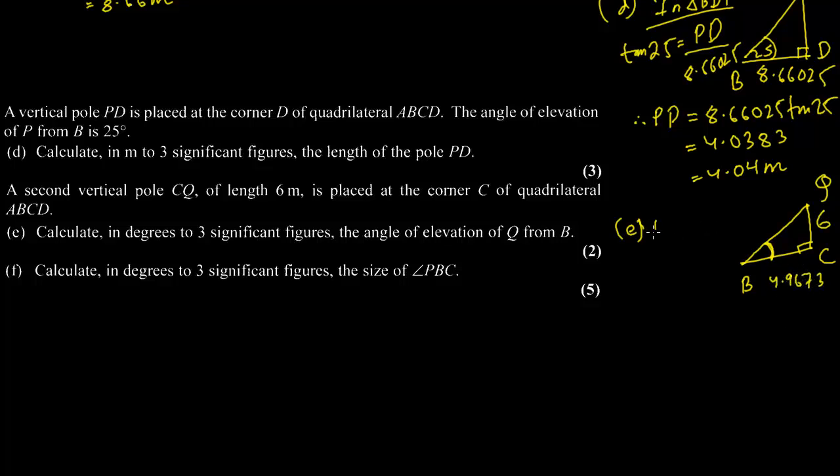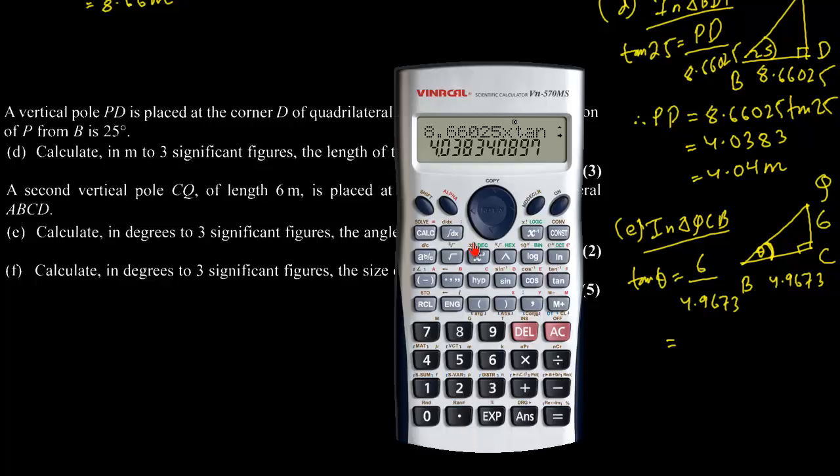Okay, so in triangle QCB, the ratio we can use is tan theta. So let me call this theta, the angle of elevation. So tan theta equals opposite divided by adjacent, 4.9673. So we can write this down directly using the calculator. So that would be 6 divided by 4.9673. That is 1.2079.